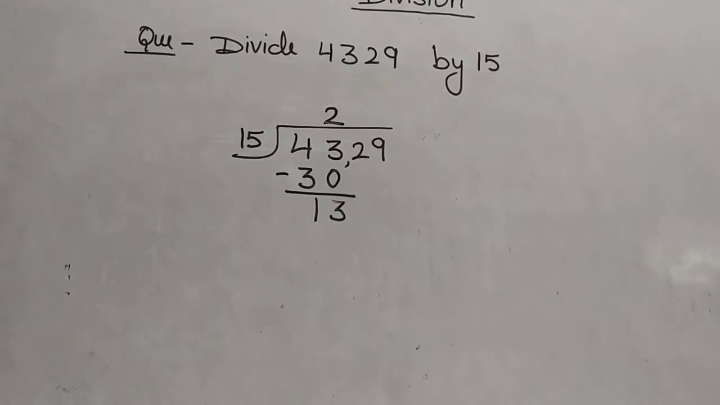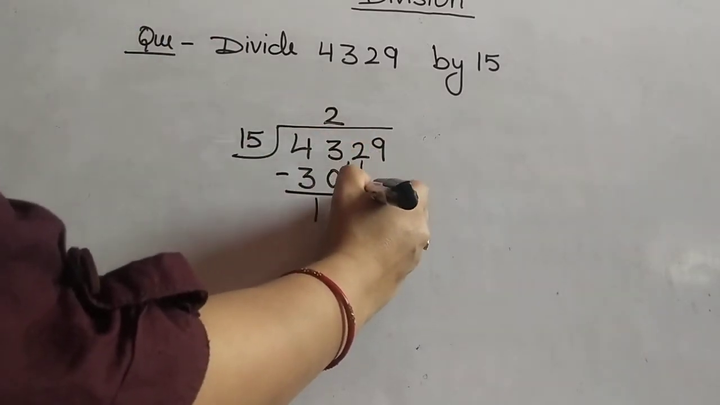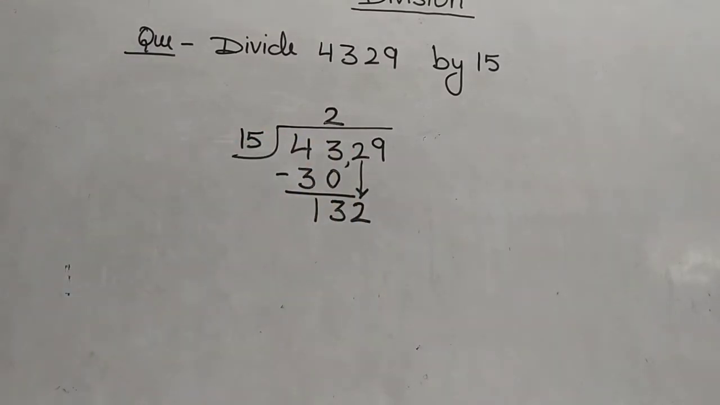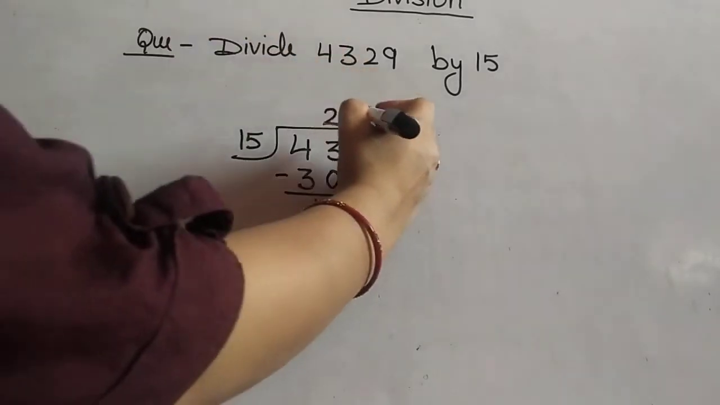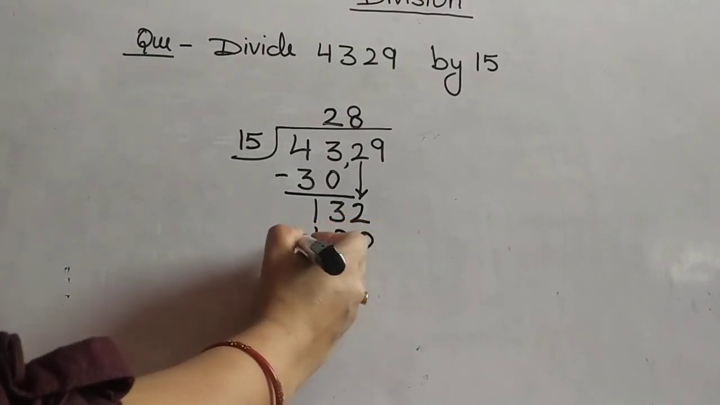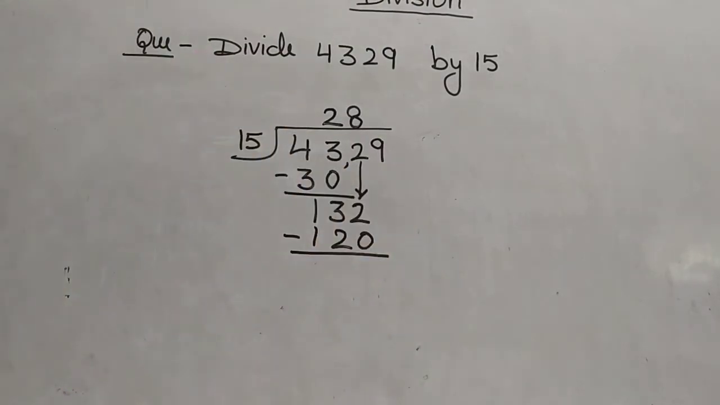Now, the next step is to bring down the next digit. Now, we have the number 132. As you all know, 15 eights are 120 and 15 nines are 135. 15 nines are 135, which is greater than 132. So, we'll take here 15 eights are 120. Write it under 132.